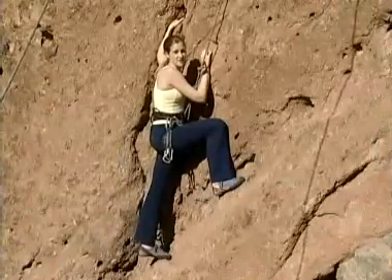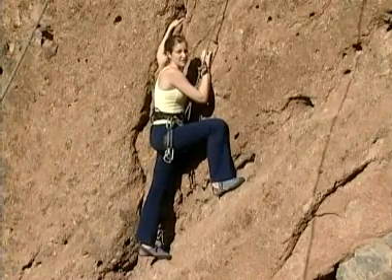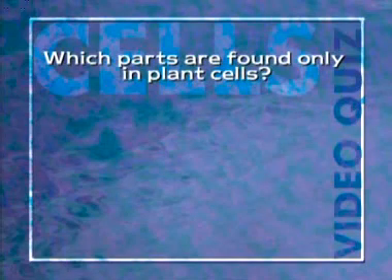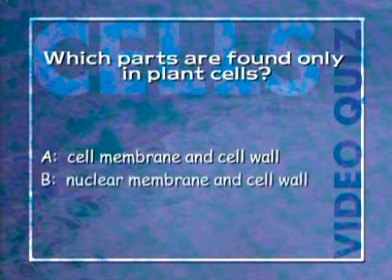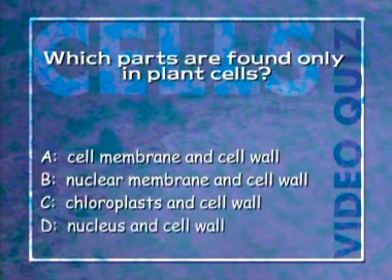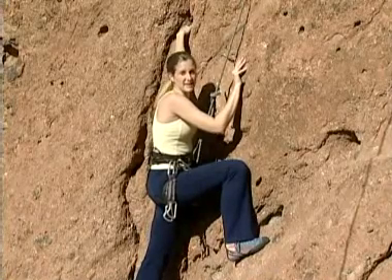If you look hard enough, you can always find a toehold. The same goes for answering questions. See if you can answer this. Question 19. Which parts are found only in plant cells? A. Cell membrane and cell wall, B. Nuclear membrane and cell wall, C. Chloroplasts and cell wall, or D. Nucleus and cell wall. So were you able to find the answer? Make a note of it, and we'll go find the next one.